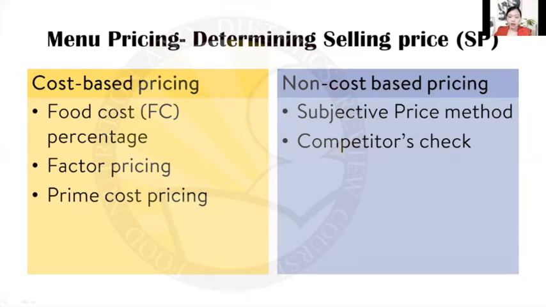Non-cost-based pricing is a form of subjective price method, which is based on intuition or knowing your guests, their capacity to pay. But with this pricing method, we fail to consider the profit and the cost. So it can also be based on our competitors' pricing.